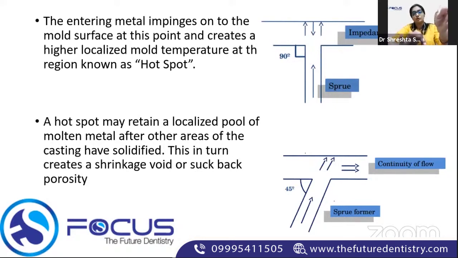and you'll get a suckback porosity. Now, the hotspot may retain a localized pool of molten metal, because around that area the temperature has increased. There is a pool of molten metal lying there in that region. So that is what eventually leads to a suckback porosity. So you always try and place it at 45-degree angulation like this. Okay, so that there is a continuous flow of metal which takes place.